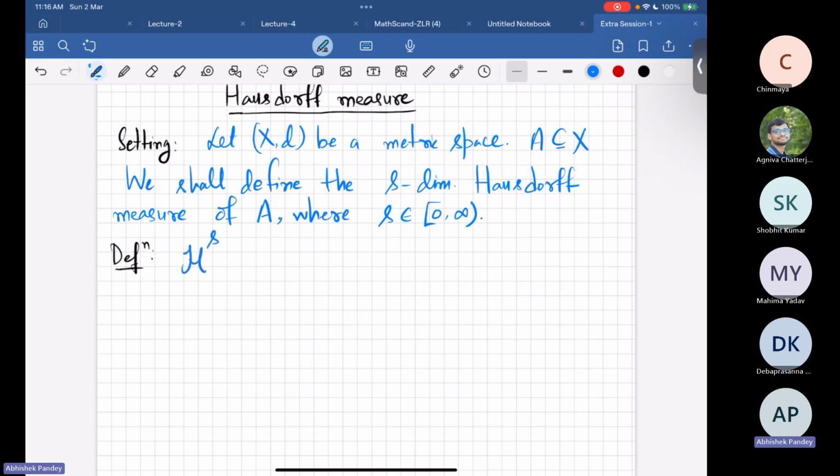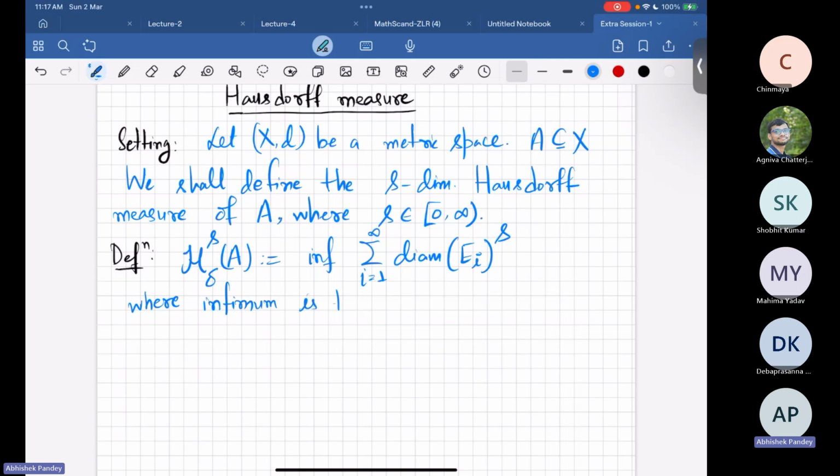Let us denote this notion H^s_delta(A). This is defined as the infimum of the summation, i equals 1 to infinity, of diameter of E_i to the power s, where the infimum is taken over all countable coverings of A.